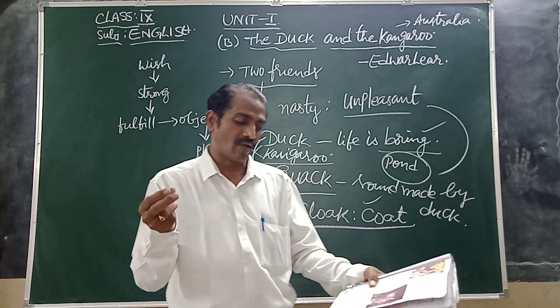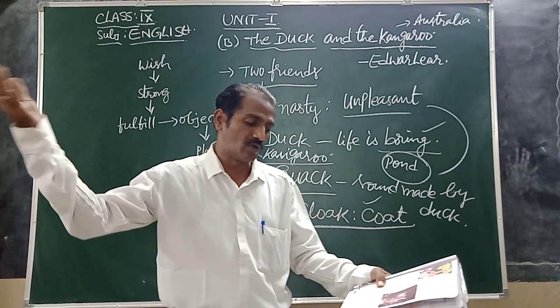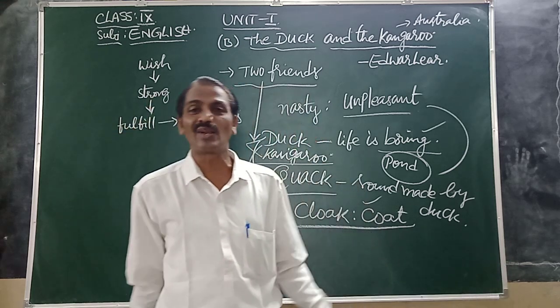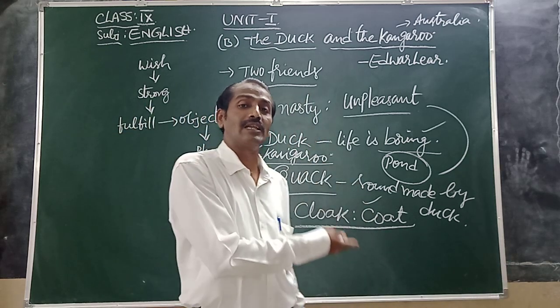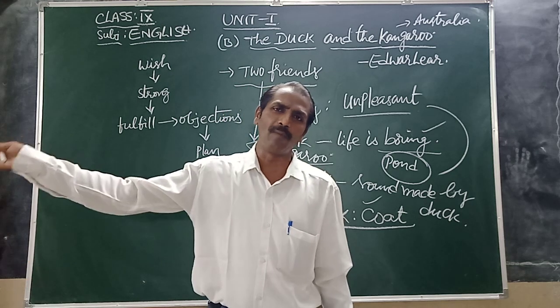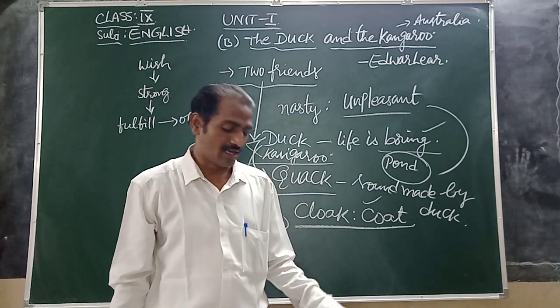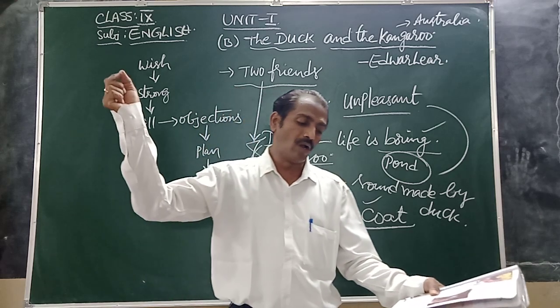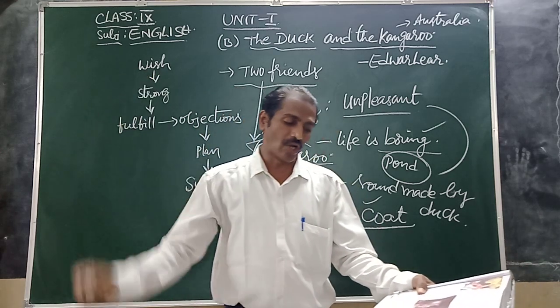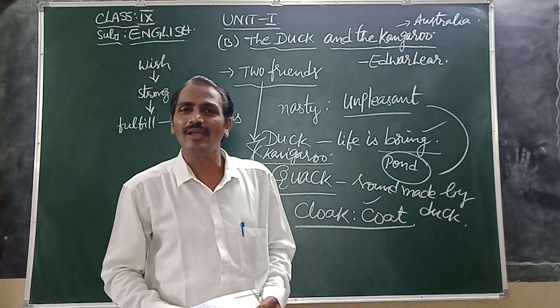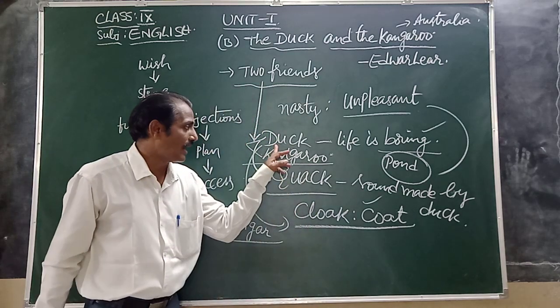So away they went with a hop and a bound, and they hopped the whole world three times around. They refers to the duck and the kangaroo. Hop means jumped around the world at least three times. And who is so happy? Both the duck and the kangaroo.